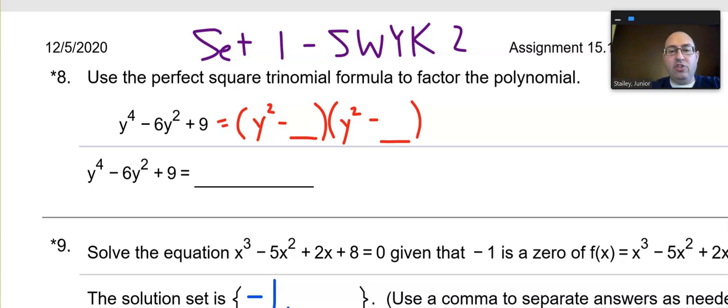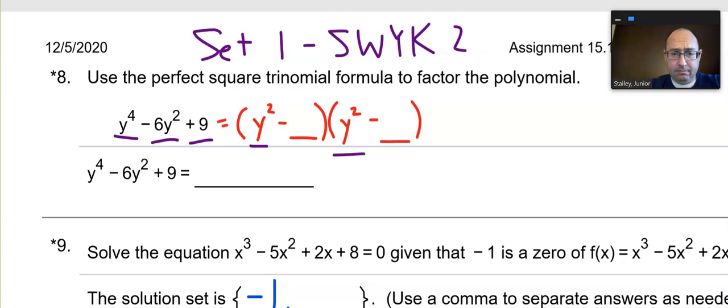We're back at Set 1 SWYK 2 in our assignment 15-1. This is a hidden quadratic we're looking at, and you can see that it skips the cubic term and the linear term, so that's a giveaway that it's the hidden quadratic. We start with y squared for each of these. That's the only way we can get y to the fourth. I guess we could do y cubed and y to the first, but that would not give you the skipping of the terms that you're looking for.